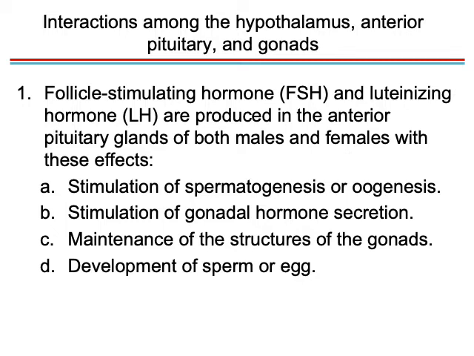Gonadotropins, FSH and LH, play a lot of roles besides regulation and production of sex hormones. They play a role in spermatogenesis, oogenesis. They help in the gonadal structure. They help with final development and maturation of sperm or egg. And in the case of females, LH and FSH induce ovulation.